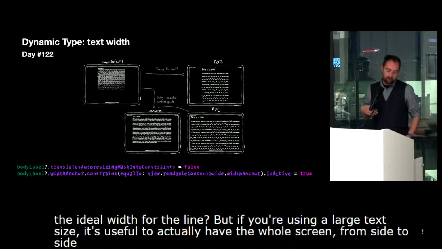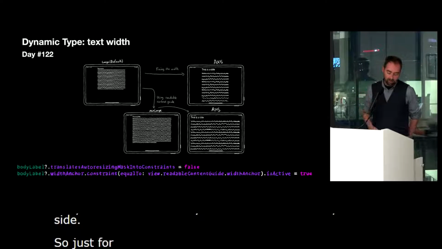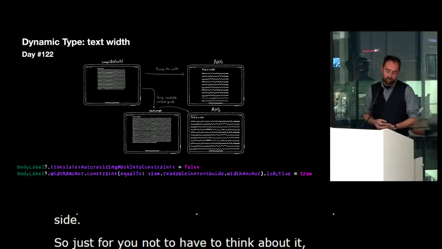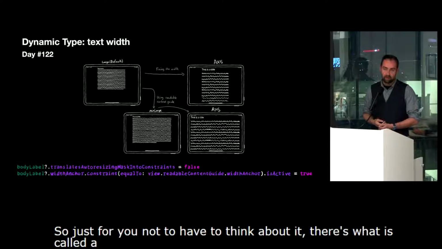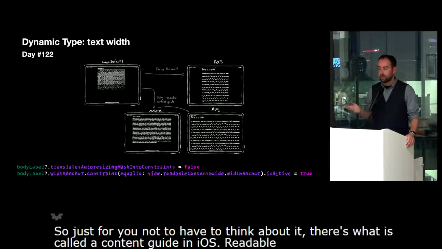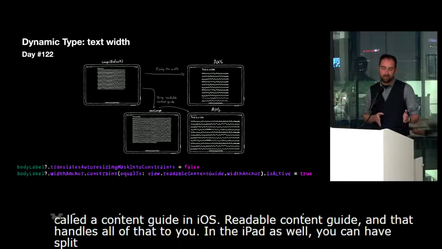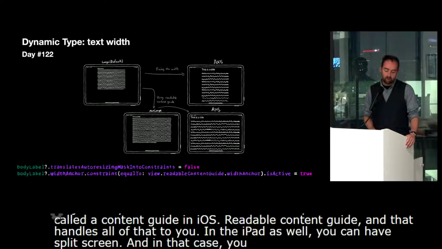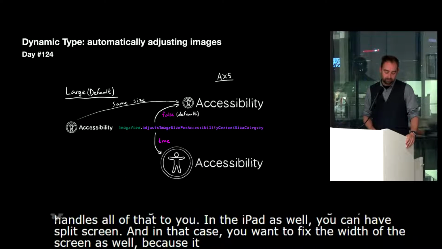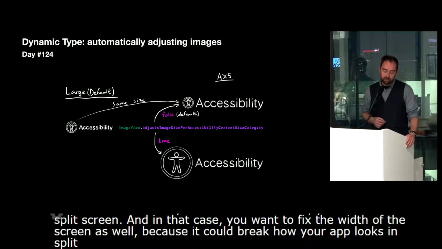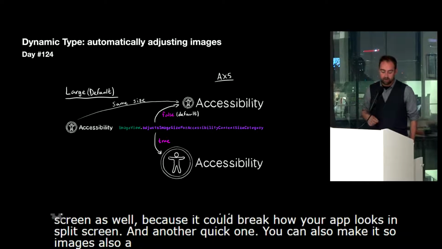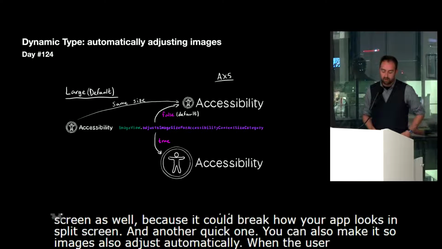So just for you not to have to think about it, there's what is called a content guide in iOS called Readable Content Guide, and that handles all that for you. On the iPad as well, you can have a split screen, and in that case, you want to fix the width of the screen as well, because it could break how your app looks in split screen. And another quick one, you can also make it so images also adjust automatically when the user uses an accessibility text size.